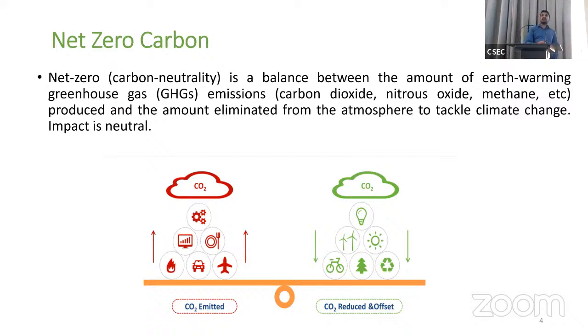As you can see, CO2 emissions are mostly from industrial activities, transportation, building operations, or building construction. There are so many sectors that affect carbon emissions. For carbon reduction or offsets, there are three main potential strategies. First one is on-site renewable energy. Second one is off-site renewable energy. And the third one is carbon credits. If the CO2 emitted is equivalent to the CO2 reduced or offset, then we call it net zero carbon.